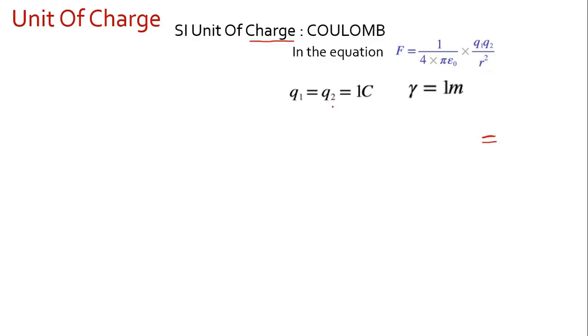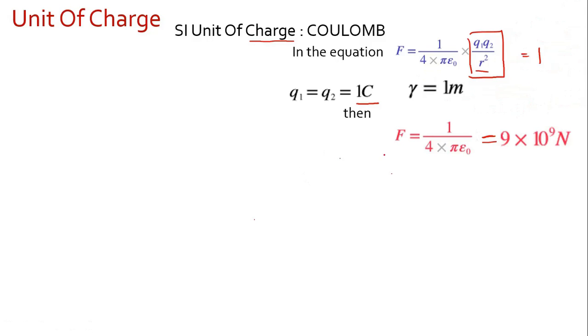In this equation, if we put the value of charges Q1 and Q2 as 1 Coulomb and the distance as 1 meter, this particular term becomes equal to 1. So what we are left with is F equals 1 upon 4 pi epsilon naught, which is 9 into 10 to the power 9 Newton. This is a constant value for the force when the two charges are of magnitude 1 Coulomb and are separated by a distance of 1 meter.